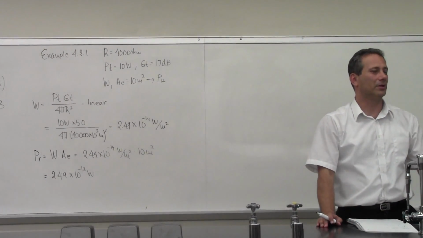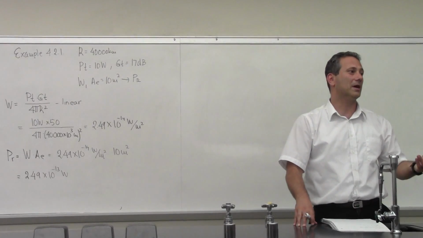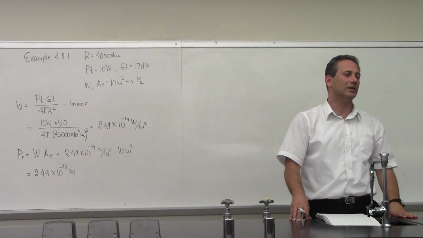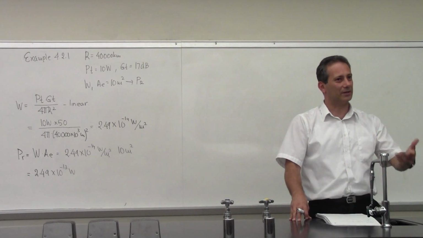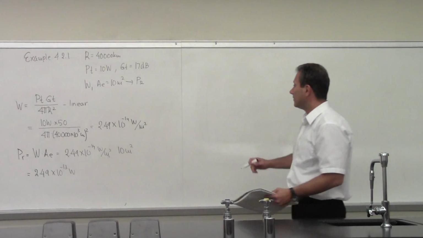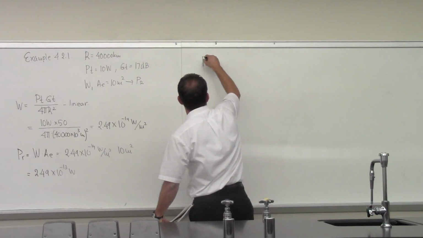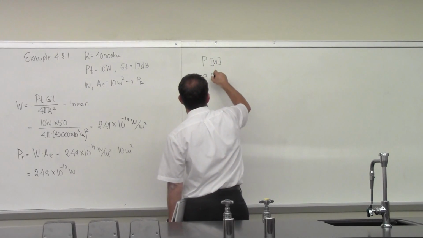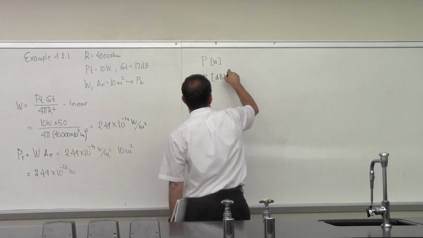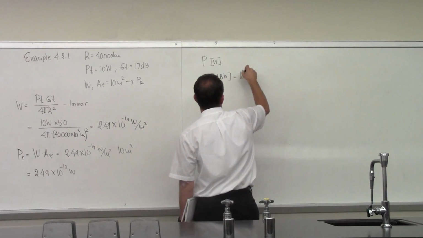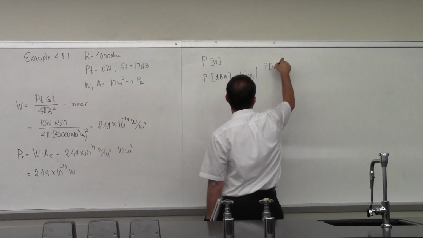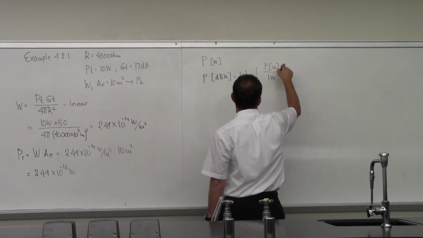Unlike cellular communication, where the common unit was dBm, decibels relative to the milliwatt, here we most commonly work in dBW, decibels relative to the watt. So if I have a power that's expressed in watts, then the same power expressed in dBW is going to be 10 log of this power expressed in watts divided by what? Divided by 1 watt. Right?